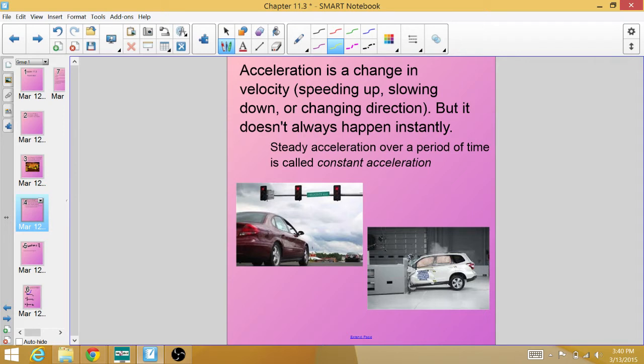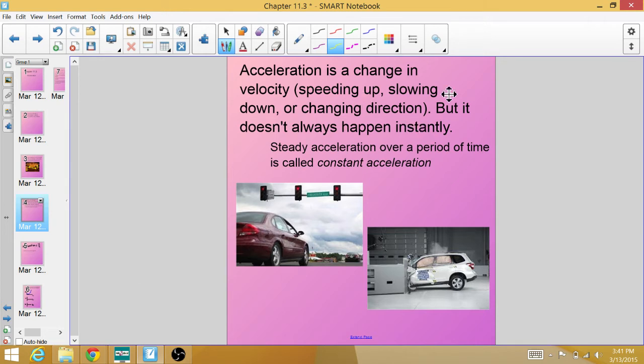This would not be considered a constant acceleration. This would be considered an instantaneous acceleration, because rather than slowing down steadily over a period of time, this car is slowing down to a stop almost instantly. Now, really, it's not instantly. It doesn't happen in less than 0.0000001 seconds. It takes time to slow down, but we could still consider this an instant acceleration. It almost instantly comes to a stop.